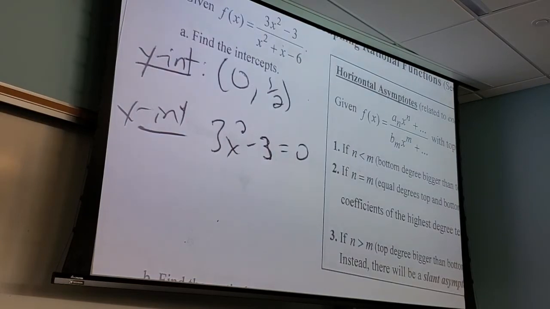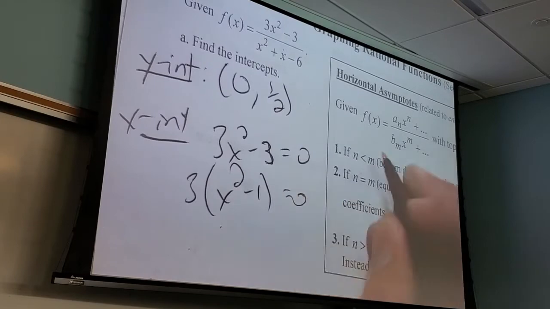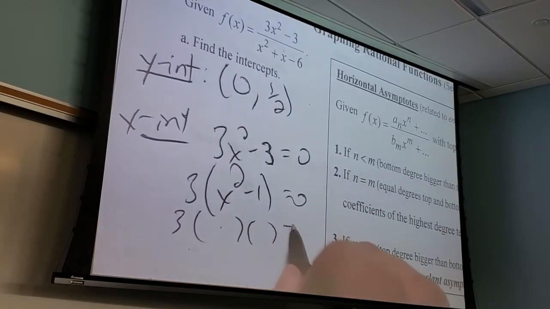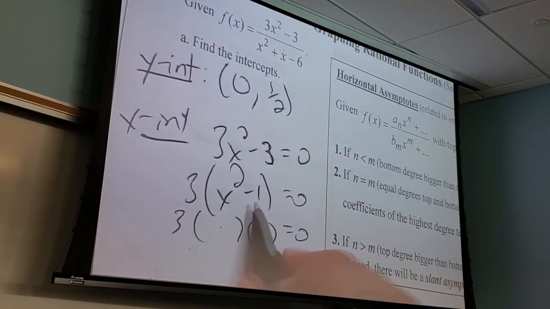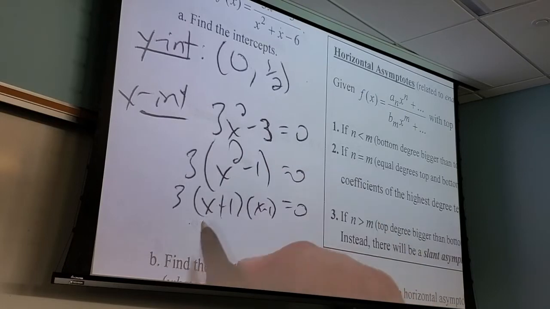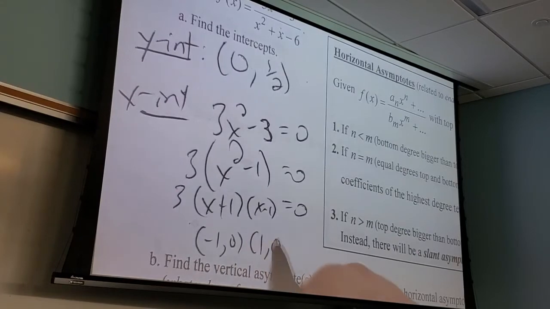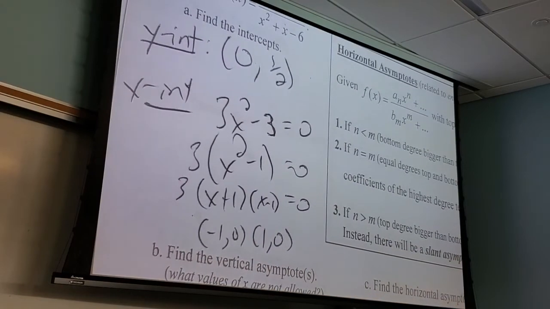Now, how do you solve this? Yeah, factor 3 out. And then what can I do with this? x plus 1, x minus 1. So what are my two x-intercepts? It's negative 1, 0 and 1, 0, right? Is that cool?